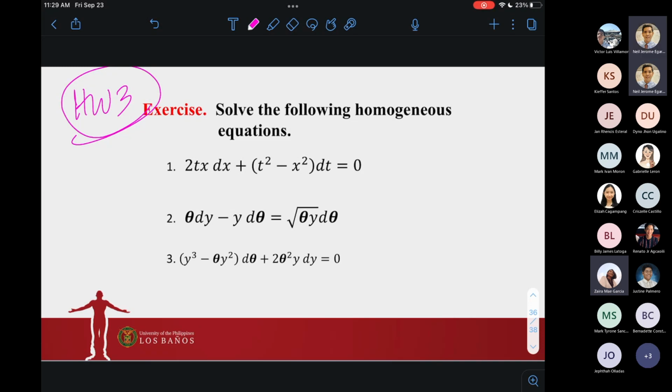Okay, kung wala na, so thank you guys for joining me today. Hopefully, na-refresh kayo sa integration techniques, and keep doing reviewing those topics from elementary calculus kasi kailangan natin sila lalo na sa mga susunod na parte ng kurso. So next week we will deal with section 2.3 which is exact differential equations.